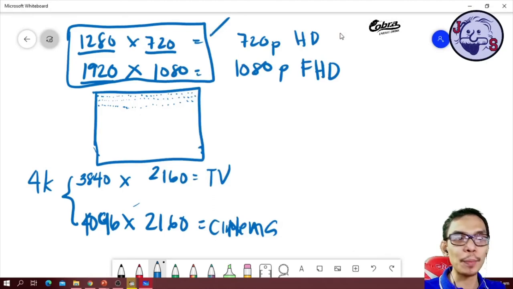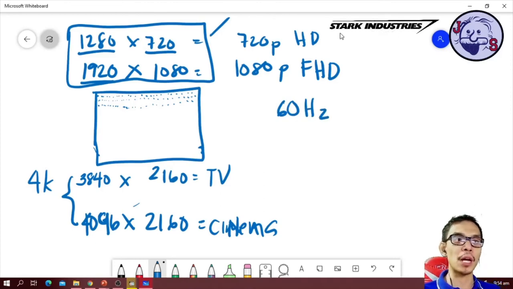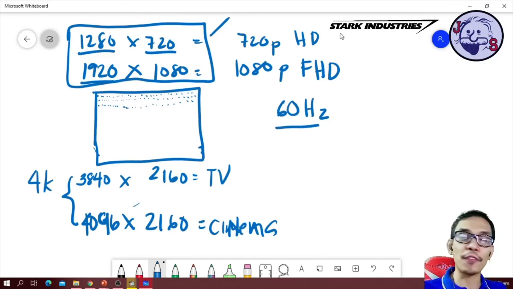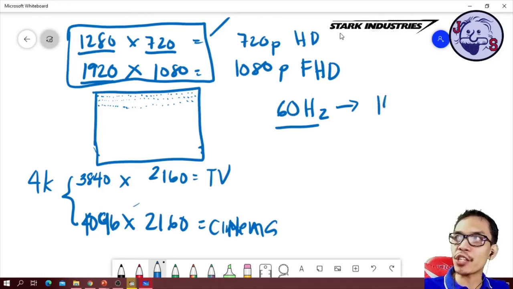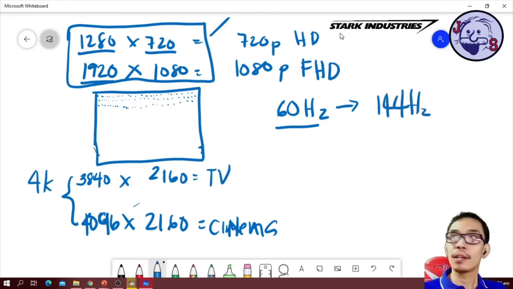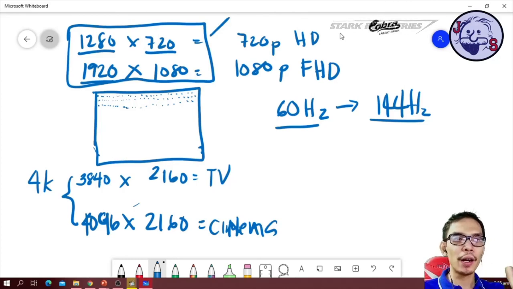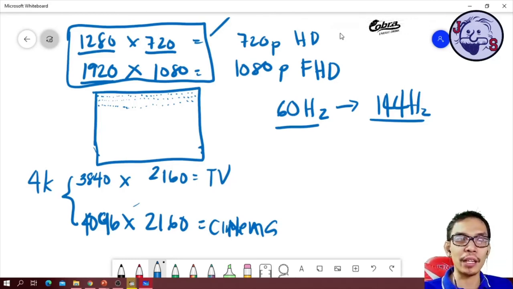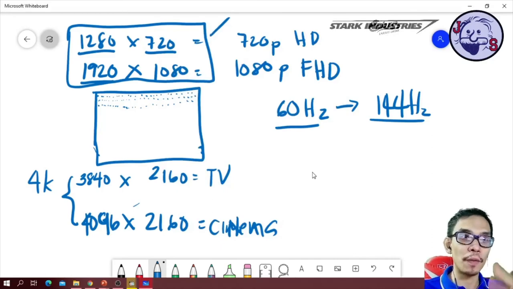In gaming or watching movies, it is very important to also take note of the refresh rate of these pixels. So, what does the refresh rate mean? This is the amount of time in which your pixel will change into another color. So, the higher the refresh rate, the less lag you will see on your image or your videos while it is moving or changing in color or something like that. So that is the refresh rate.